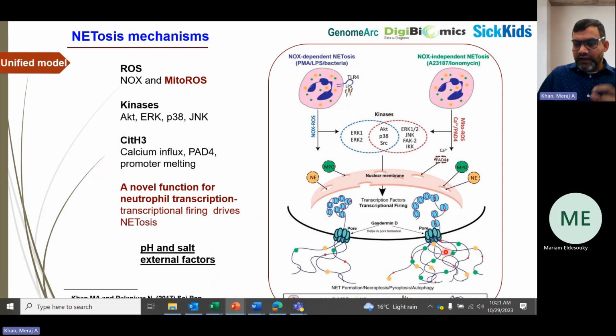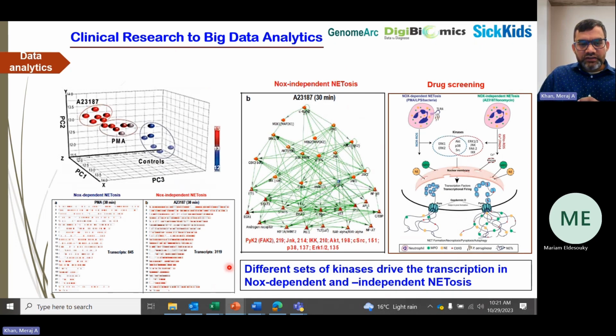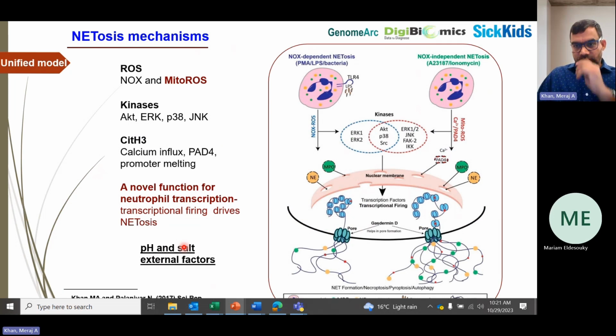And that's the reason, if I can go back here, we have more transcription firing in ionophore mediated NETosis, because that pathway is much faster compared to PMA, and that also involved the citrullination of histone. But finally, the NETs are the same, and we have found these different targets: ROS, kinases, citrullination, and histone. We have even checked that the pH and salt of the environment also play an instrumental role in making NETs or not.